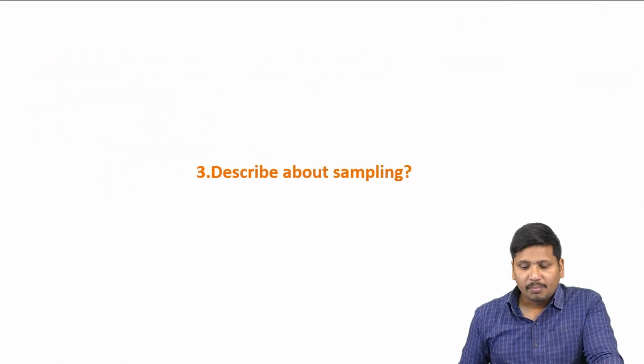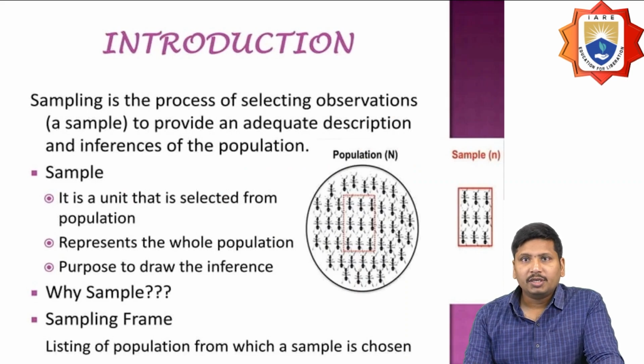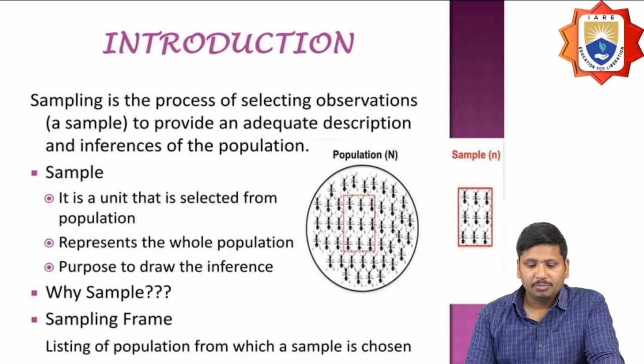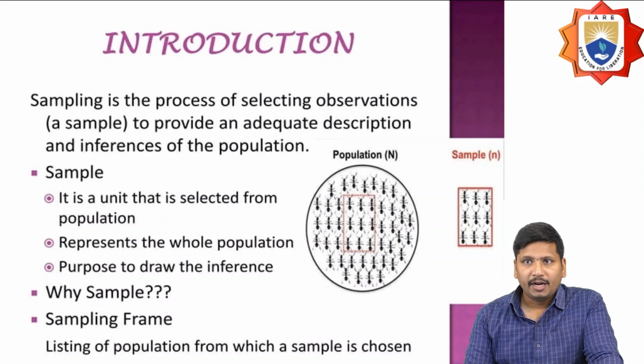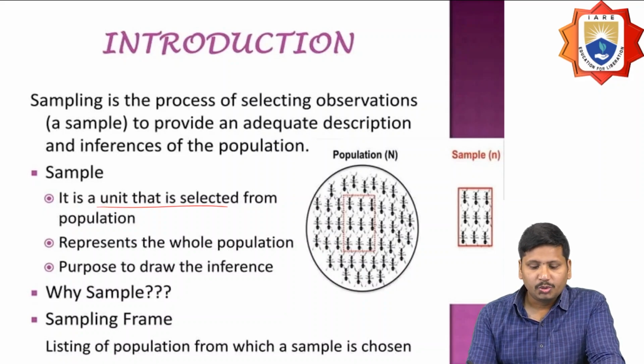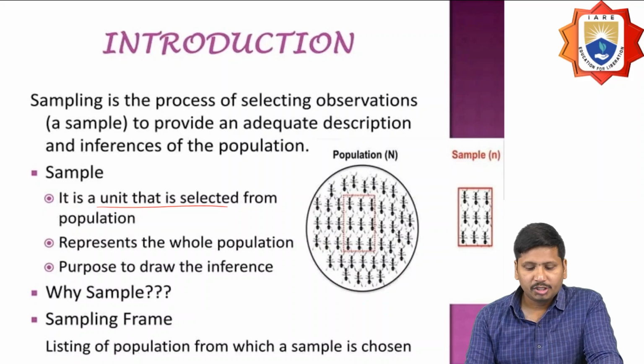Describe sampling. Here sampling is nothing but a process of selecting the observations to provide an adequate description and inferences of the population. And the sample is a unit that is selected from the population, which should also represent the whole population. The main purpose is to draw the inference.